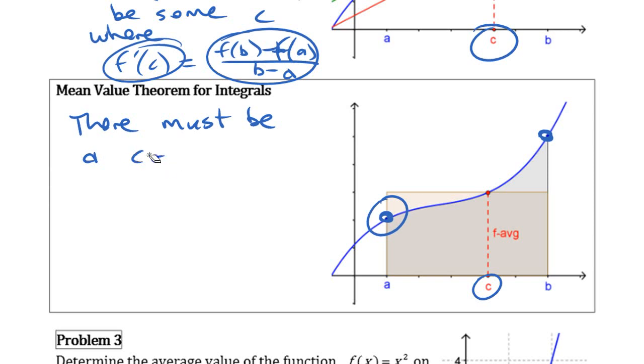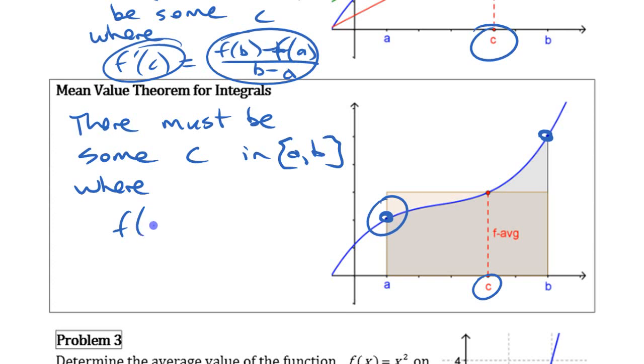An x value. The way they say it in the textbook, they say there must be some C in AB where f of C equals the average value, right? It has to hit that average value. There has to be some C value where it's equal to the average, for the same reasons, right?